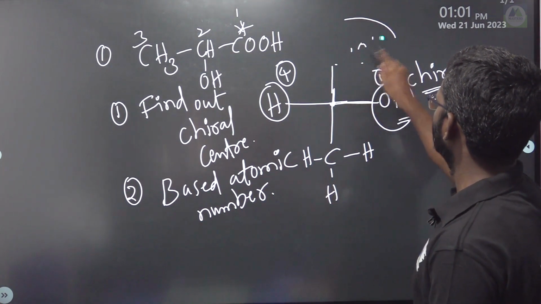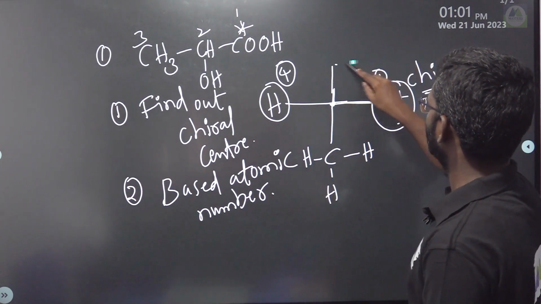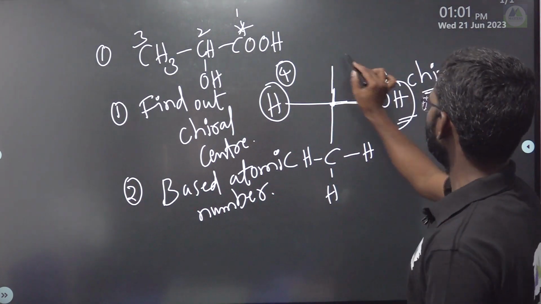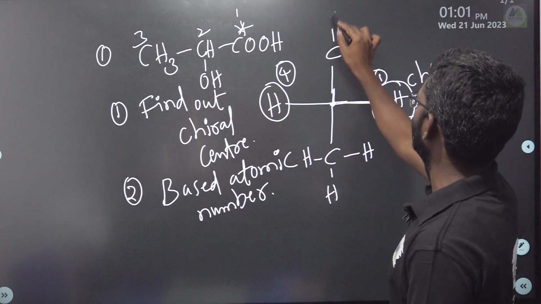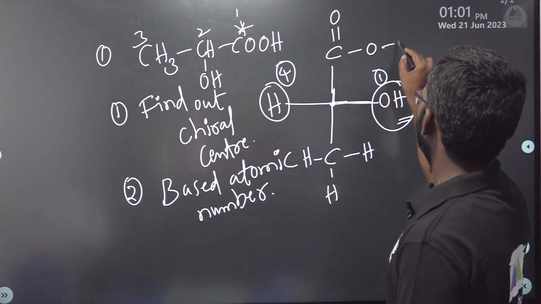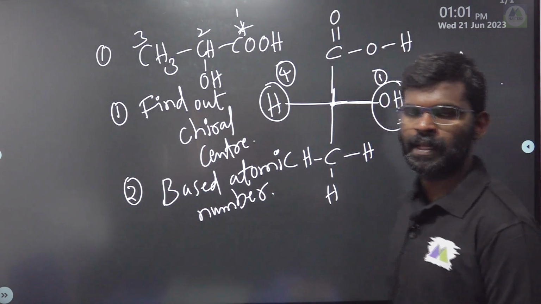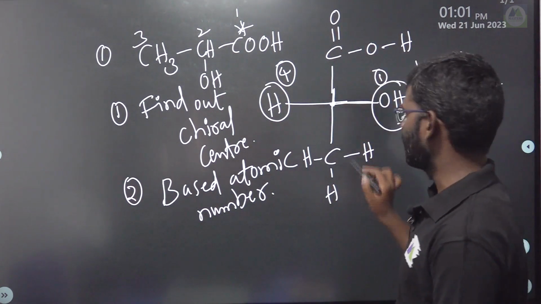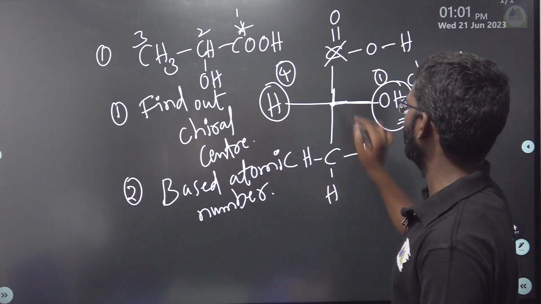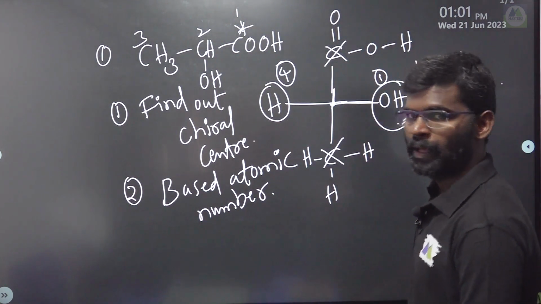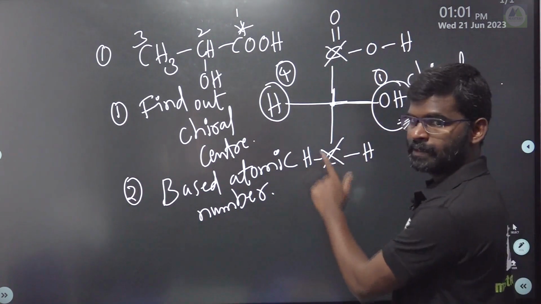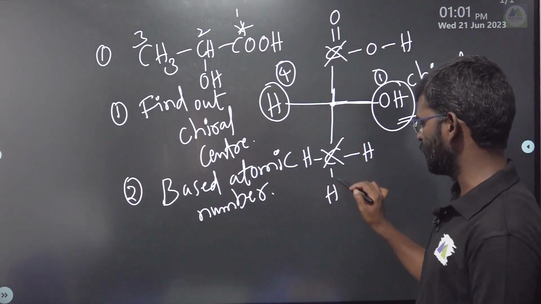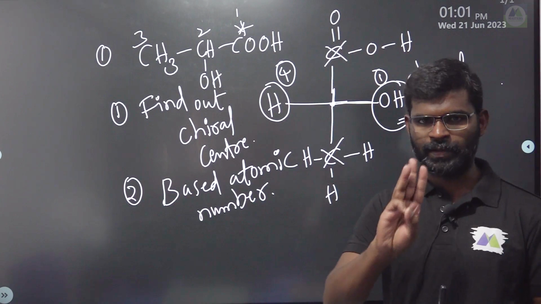So the COOH group, we can write as C double bond O, here OH. This is the representation, right? So here carbon is common, right? So that's why I am cancelling these two atoms. Next, this carbon directly attaches to how many atoms and what are those? Here hydrogen, here also hydrogen, here also hydrogen. So three hydrogen atoms here.